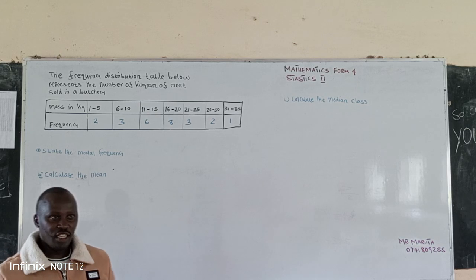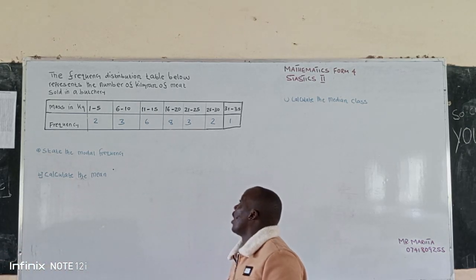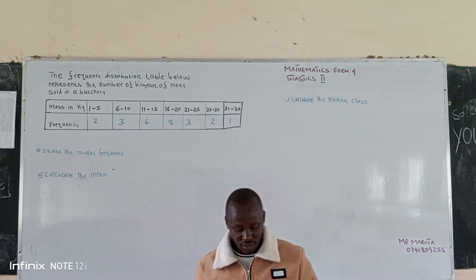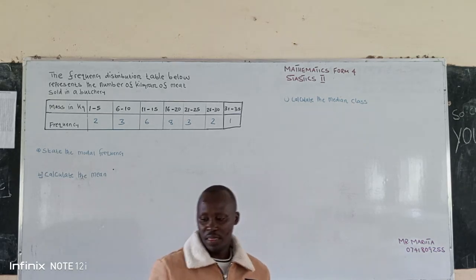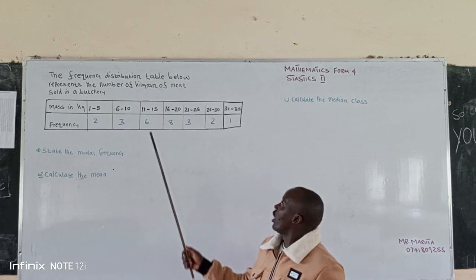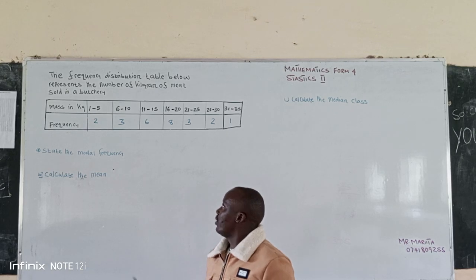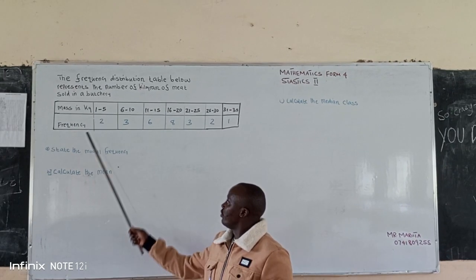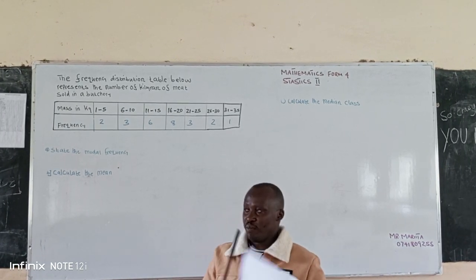Today we are looking at KCSE mathematics revision from homework, and our topic is statistics 2. We are looking at the frequency, the median, and the mean. The frequency distribution table below represents the number of kilograms of meat sold in a bucket. So we have mass in kilograms. The frequency represents the number of people who bought meat.